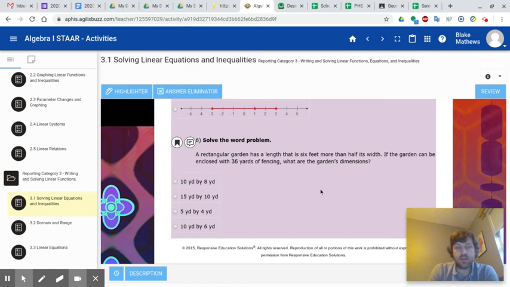We have a rectangular garden has a length that is 6 feet more than half its width. If the garden can be enclosed with 36 yards of fencing, what are the garden's dimensions? Well, let's just check to see if any of these work. The first thing we know is that the rectangular garden's length is 6 feet more than half its width. So the width is going to be the shorter number. So this is my width.